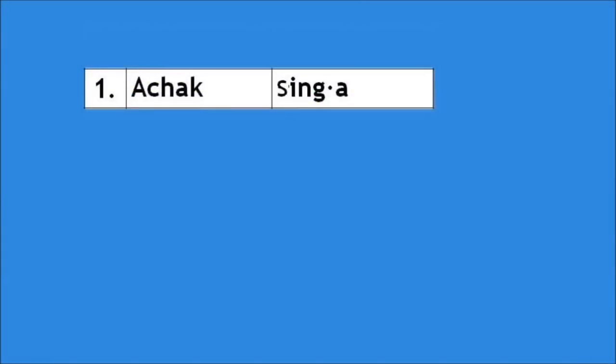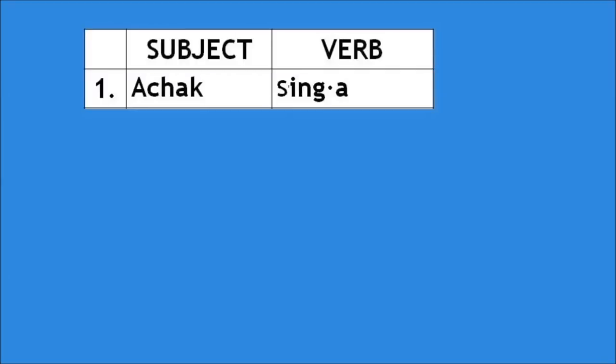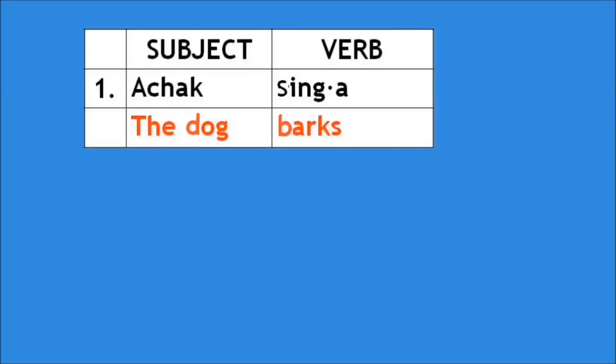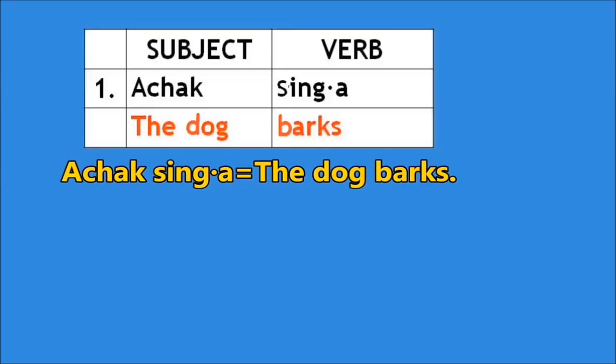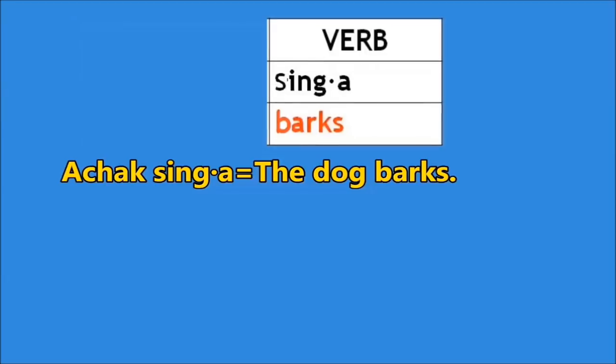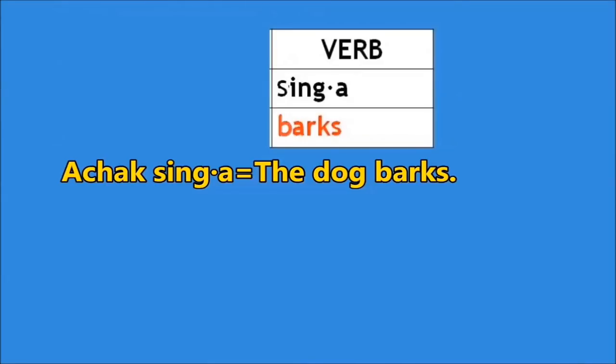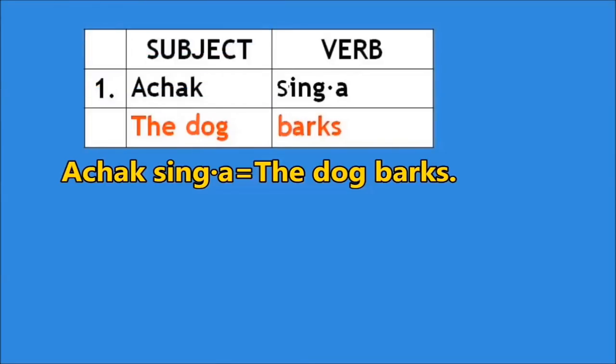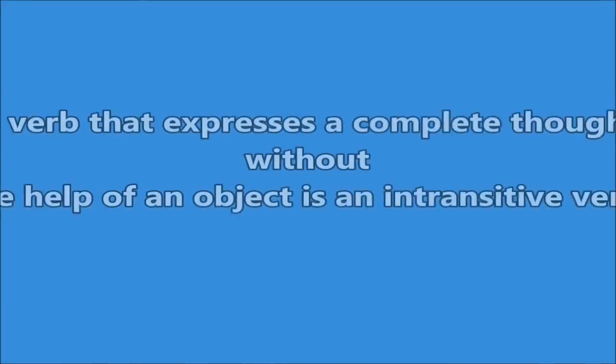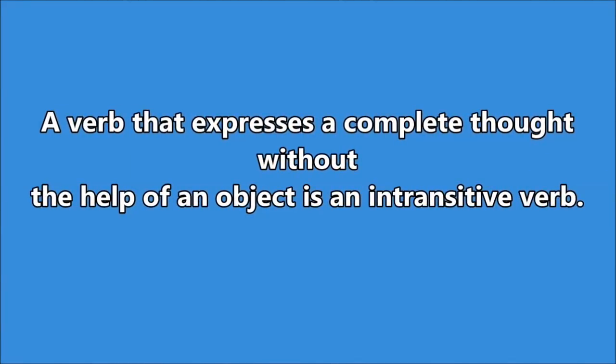Achak sunga. Here, achak is the subject and sunga is verb. Achak means the dog. Sunga means to bark. Achak sunga. The dog barks. Here, the verb sunga describes the subject achak. The verb barks is an example of simple intransitive verb. A verb that expresses a complete thought without the help of an object is an intransitive verb.